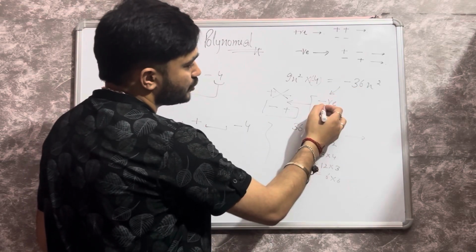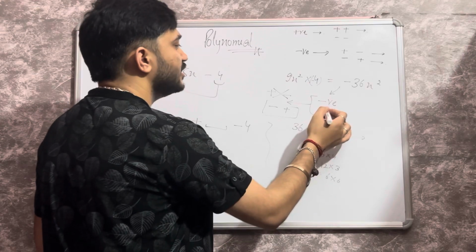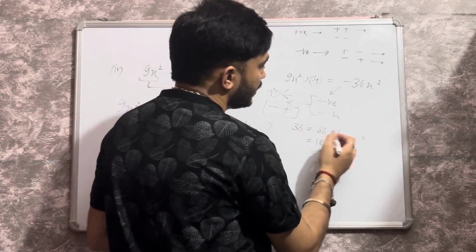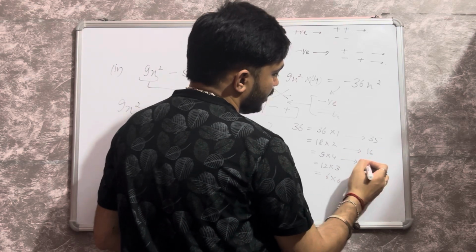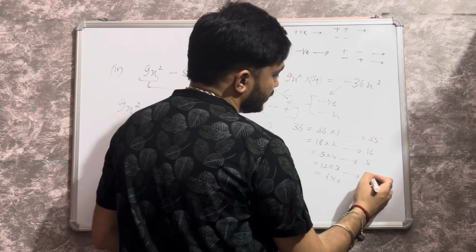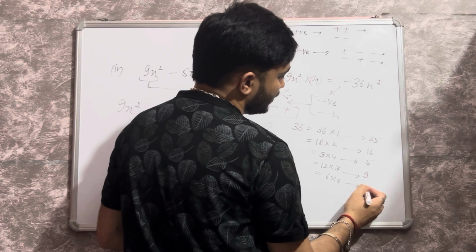Now subtract these two terms because our answer is in negative. If it is in positive, you are going to add them. If it is in negative, you are going to subtract it. 36 minus 1 is 35. 18 minus 2 is 16. 9 minus 4 is 5. 12 minus 3 is 9. And 6 minus 6 is 0.